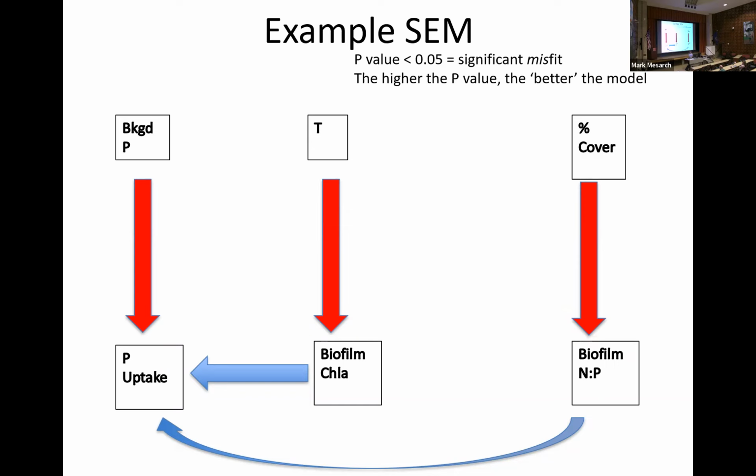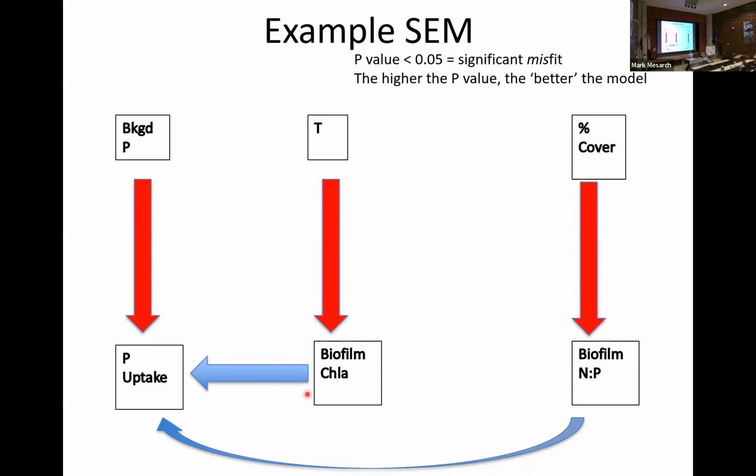It's a technique that allows you to test a priori hypotheses, based in theory, about causes and effects in complex systems. So for example, you might have this sort of path diagram where you have background phosphorus and you tell the model that, okay, that affects phosphorus uptake. And we have temperature, and I tell the model that I think that's going to affect uptake through biofilm chlorophyll a accumulation. And then we have percent canopy cover, and I think that's going to affect biofilm nitrogen to phosphorus because of the influence of shading on chlorophyll concentration and that chlorophyll molecule being really rich in nitrogen.